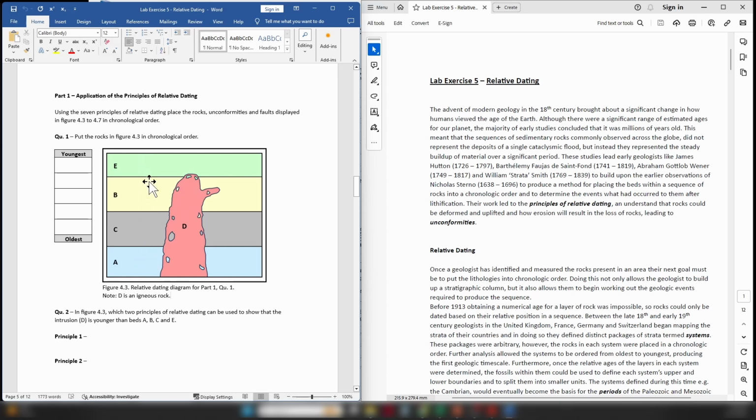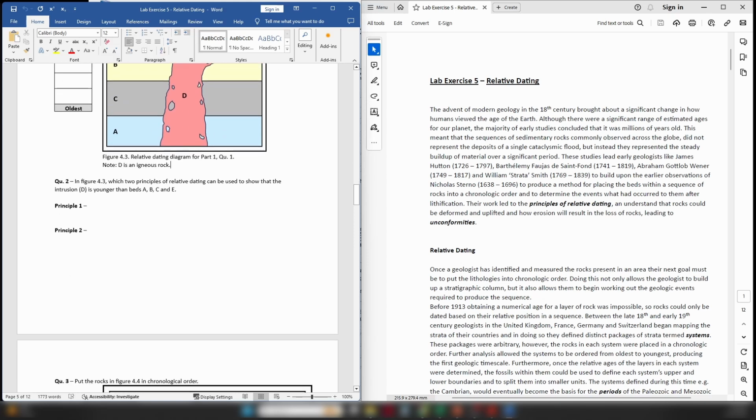There is also a principle that focuses on that, and that can also be used to help you put the rocks in a chronologic sequence. So what you're doing is you're simply employing the 7 principles of relative dating, and you are using them to put these rocks into a chronologic order.